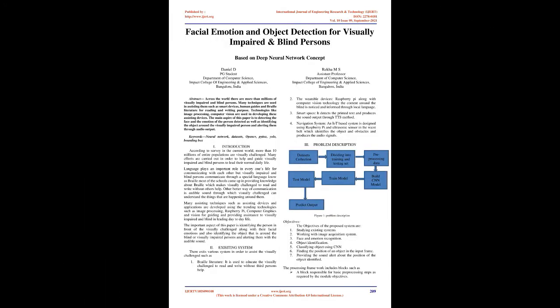Facial emotion and object detection for visually impaired and blind persons. Abstract: Across the world there are millions of visually impaired and blind persons. Many techniques are used in assisting them, such as smart devices, human guides and Braille literature for reading and writing purposes. Technologies like image processing and computer vision are used in developing these assisting devices.